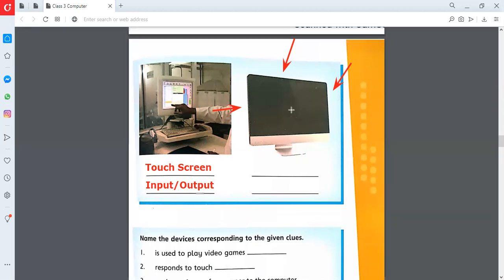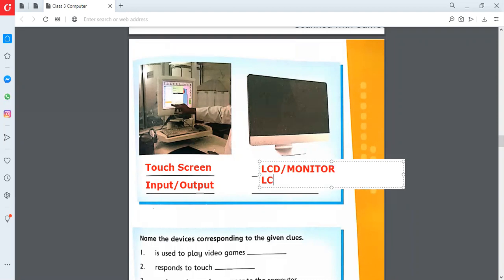So this thing is a monitor. Or we can just say it's an LCD. All the answers are correct. If someone writes LCD, it's correct. If someone writes monitor, it's correct. And if someone writes LCD monitor, then it's correct. All are correct, so we will write only one. It's an LCD monitor. You can write any one word.